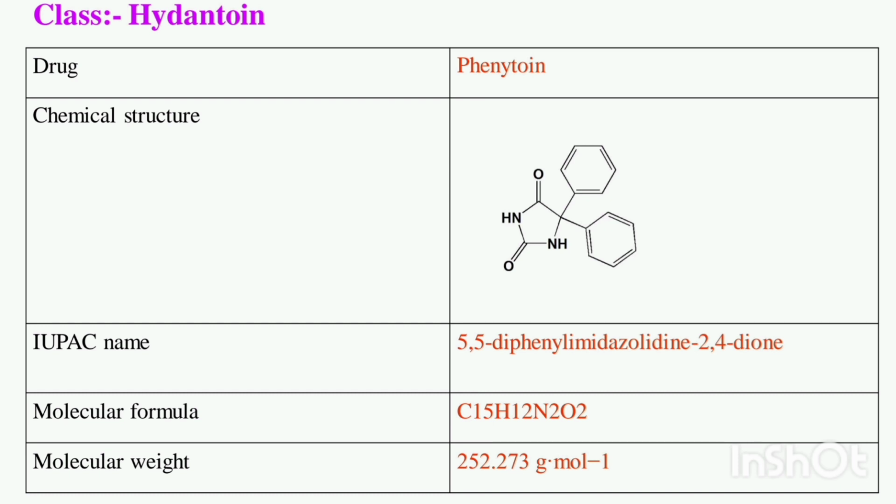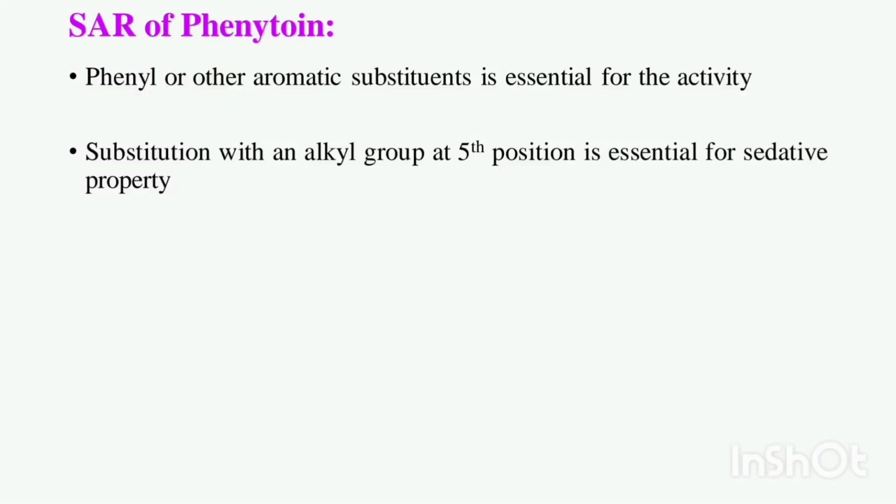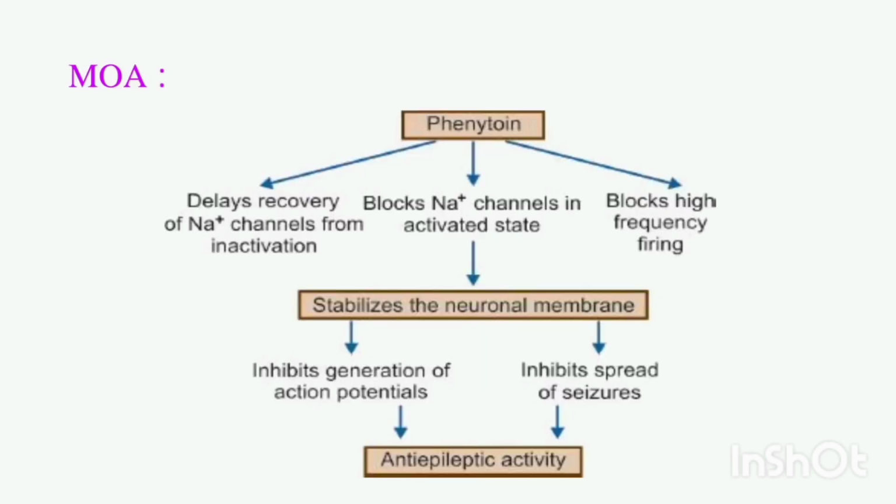Now this is the chemical structure of phenytoin. IUPAC name is 5,5-diphenyl imidazolidine-2,4-dione. Molecular formula is C15H12N2O2. Molecular SAR of phenytoin: phenyl and other aromatic substituents are essential for anti-epileptic activity. Substitution with an alkyl group at the 5th position shows the sedative properties of the drug.